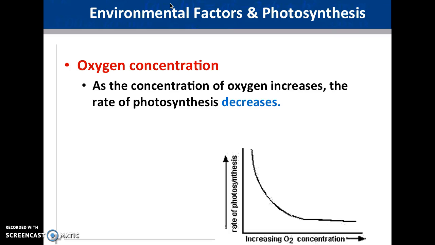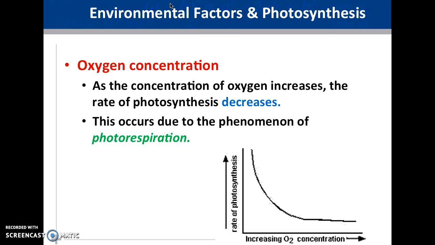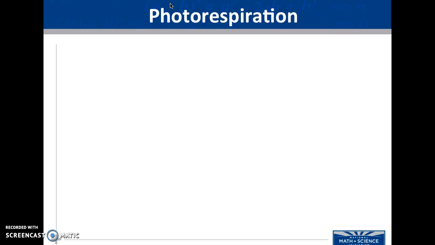Oxygen concentration, as it increases, the rate of photosynthesis decreases. This is due to a phenomenon called photorespiration, which is a kind of dangerous phenomenon that we need to understand, especially as our understanding of the environment becomes very imperative.